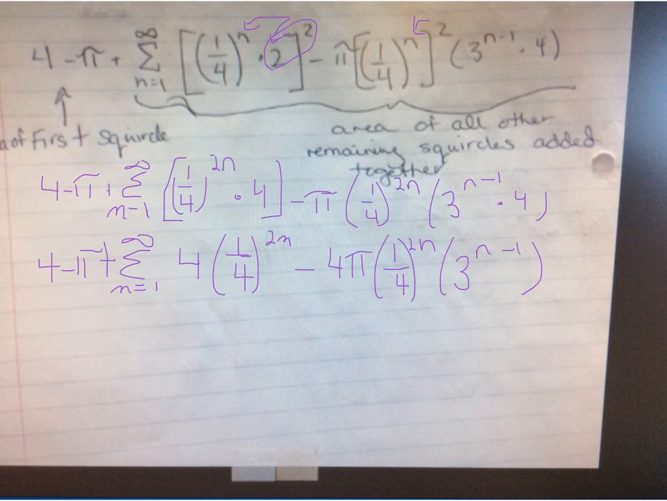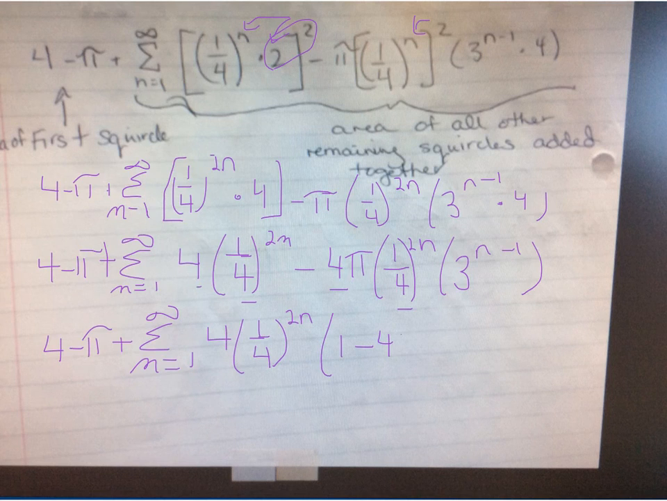So if we're looking for common factors in the summation part of this, we've got a common factor of 4, and we have a common factor of this 1/4 to the 2n. So we could write that as 4 times 1 over 4 to the 2n times 1 minus 4 pi, no, 1 minus pi. I used the 4 already. Okay. Times 3 to the n minus 1.